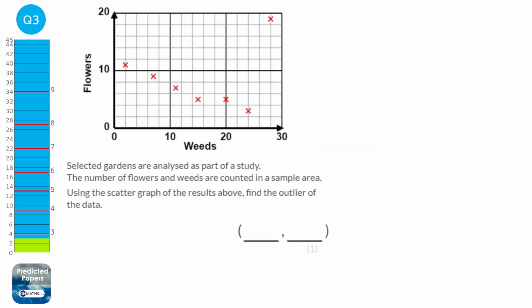On a scatter graph, an outlier is a point which doesn't fit the pattern. And as we can see here, all of these coordinates fit kind of a nice line going down there. So they all are showing a trend. But we've got this point here that's nowhere near that trend at all. And that's what we call an outlier. So we know that these are going up in 2s, so this will be 28. So the x-coordinate will be 28, and this will be 19. So our coordinate will be 28, 19 for our outlier.